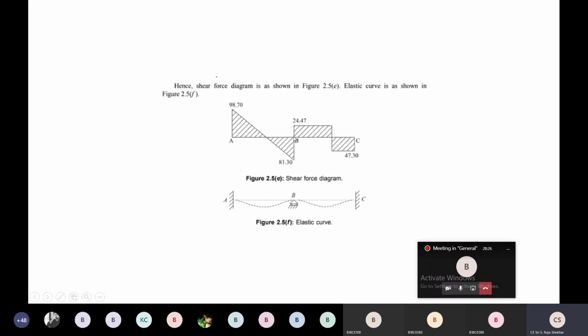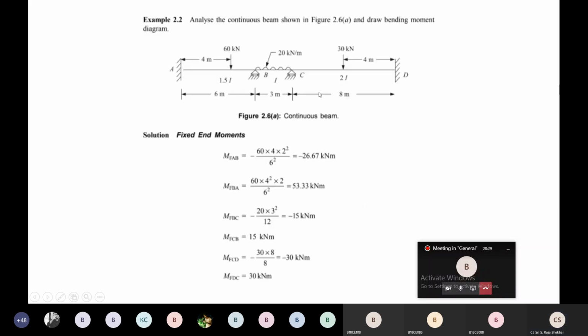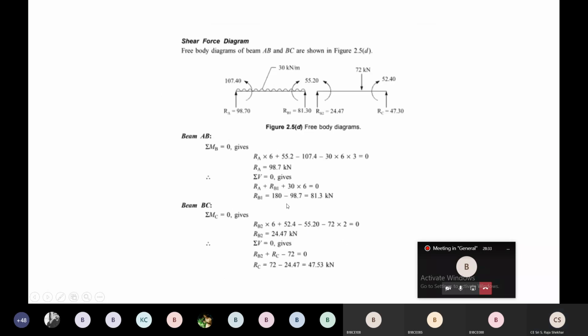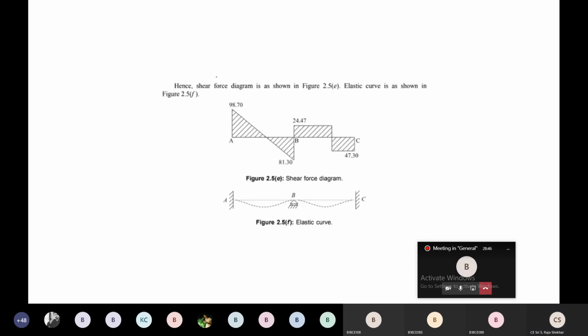When we come to B, at support B we have 24.47 represented. Next, 81.30 is acting in the upward direction. The right side upward force will be considered as negative. So this is 81.30, which I have represented here.